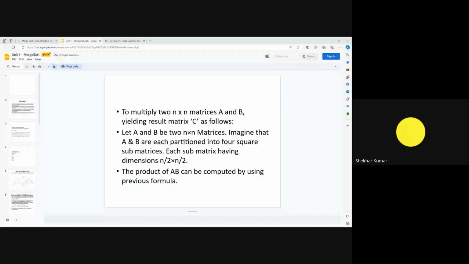Is this PPT visible to you? Yes, sir, it is visible.